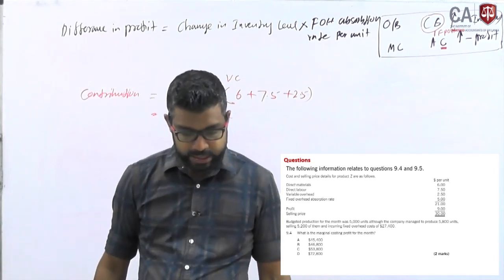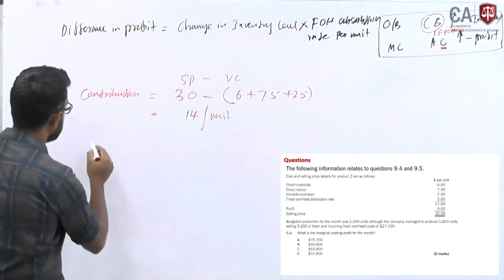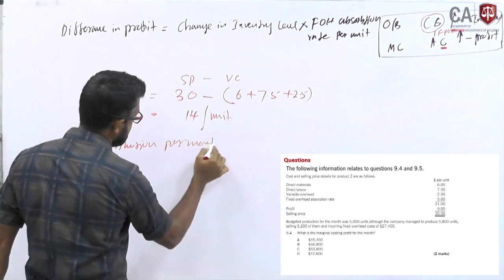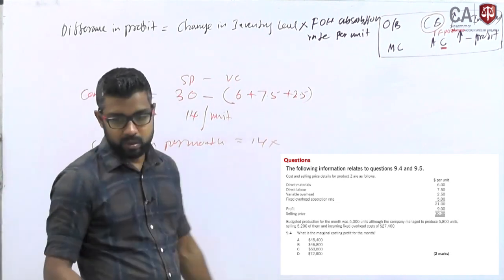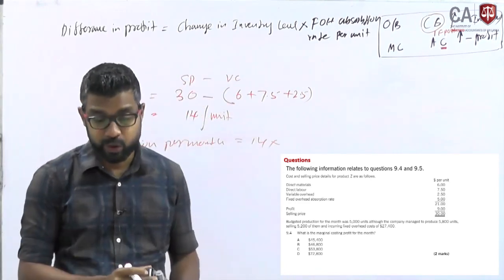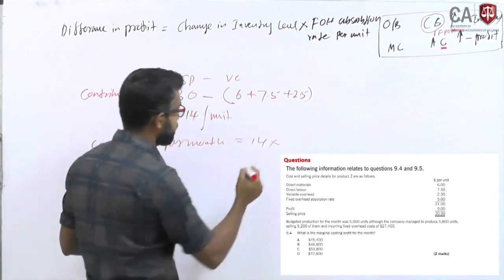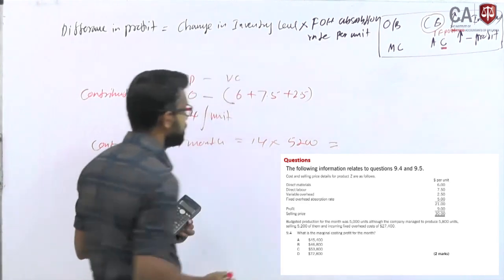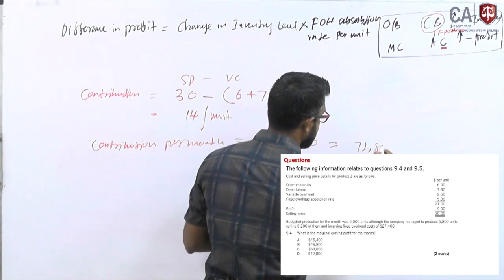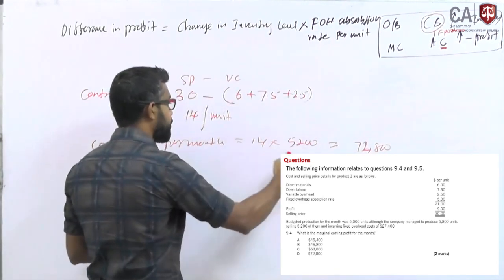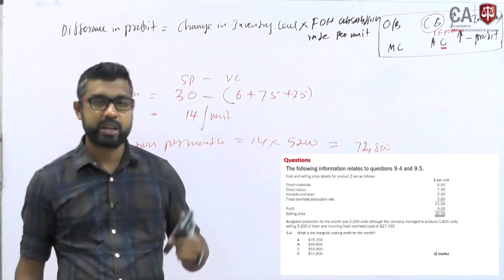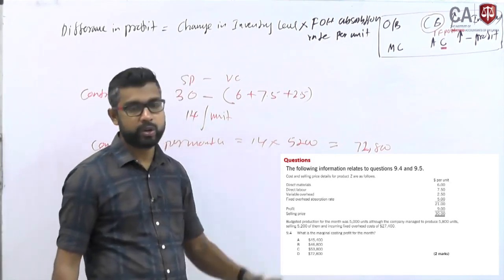Currency doesn't matter. Then contribution for the month, how much? 14 into the number of units you sold, 5,200, 72,800. Don't take production units or whatever, because contribution is related to sales. Sales minus variable cost. Therefore, the number of units you sold you have to consider here, right?